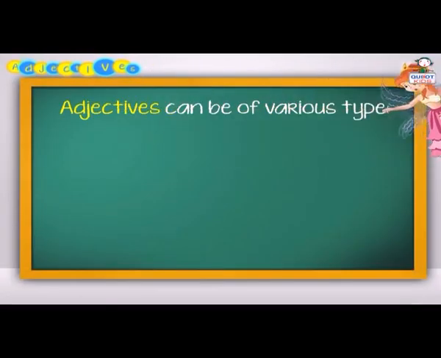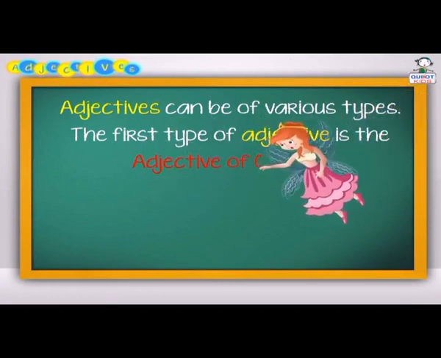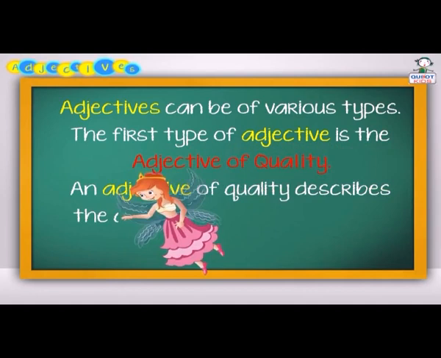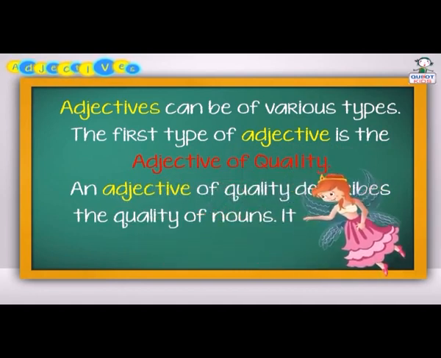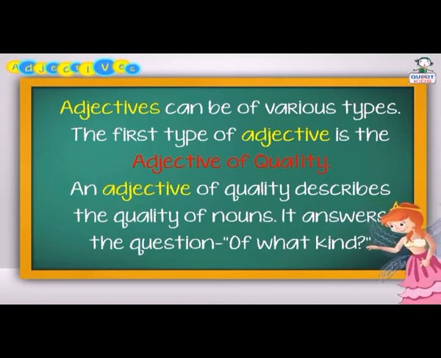Welcome, friends! Adjectives can be of various types. The first type of adjectives is the adjective of quality. An adjective of quality describes the quality of nouns. It answers the question of what kind.